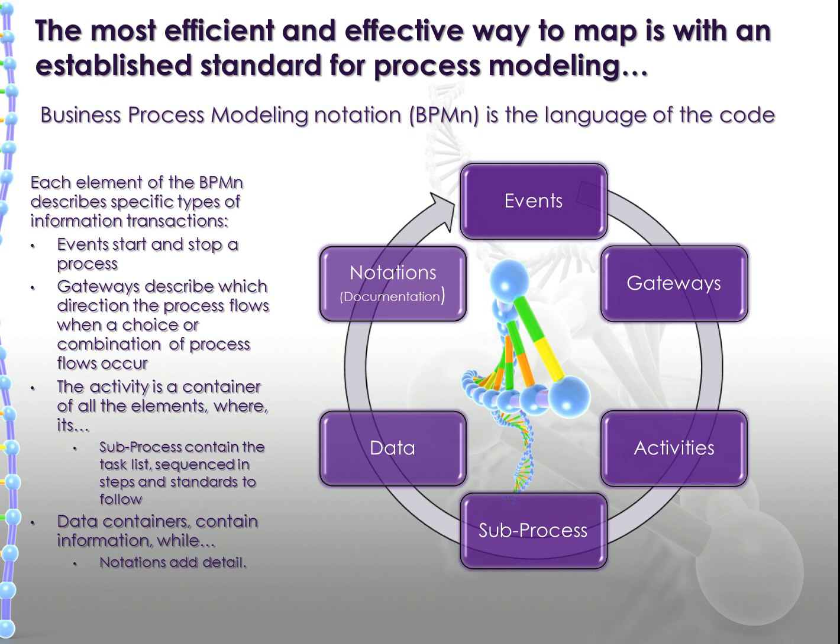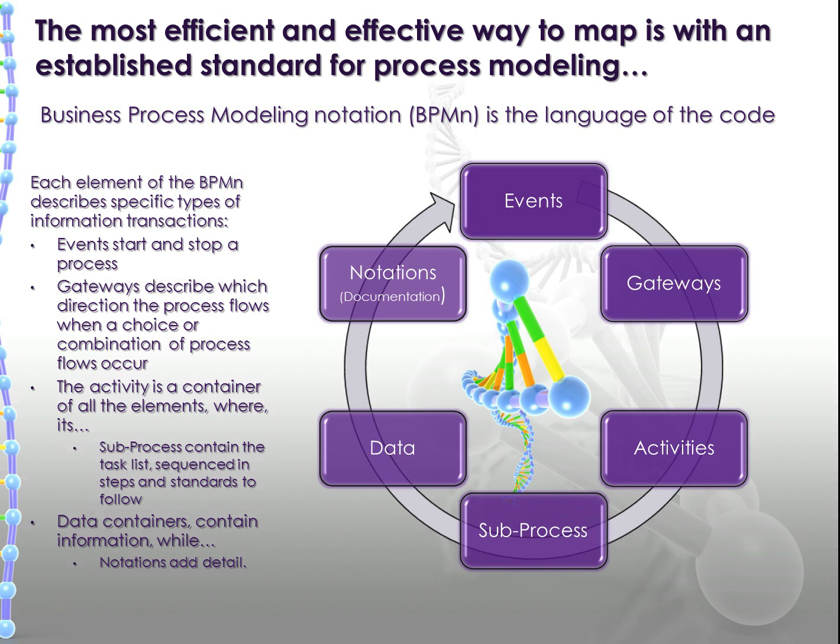The most efficient way, which is a measure of quality, and the most effective way, which is a measure of velocity, to map is with an established standard for process modeling, which is called, in our case, Business Process Modeling Notation. This is the language of our DNA code. Each element of the BPMN map describes specific types of information transactions.